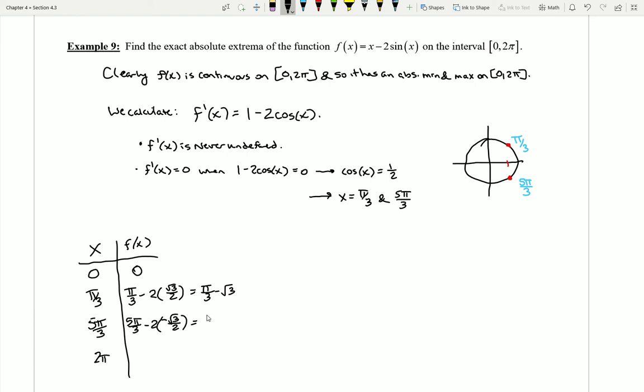So this is going to end up as 5 pi over 3 plus the square root of 3. Okay, great. Still have no idea what that value is. And then we can take a look here. If I use 2 pi, sine of 2 pi is 0. So this is going to be 2 pi minus 0. Okay, so just 2 pi.